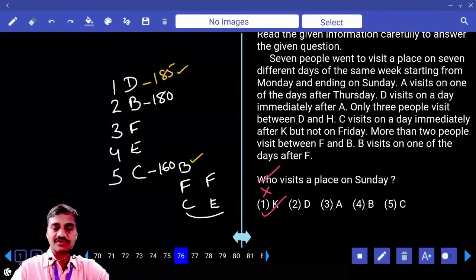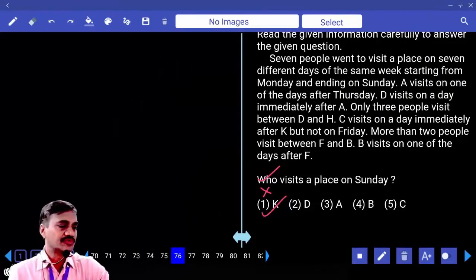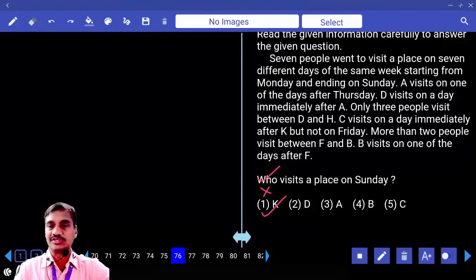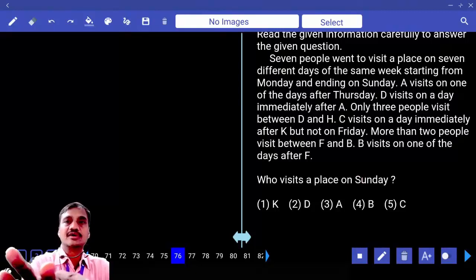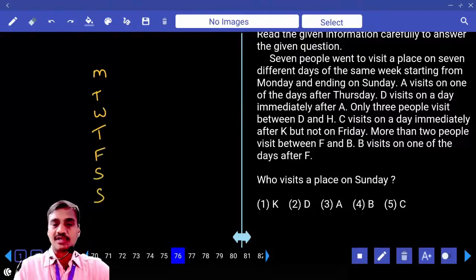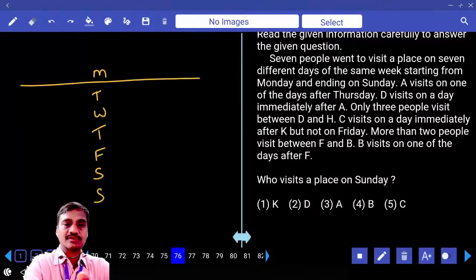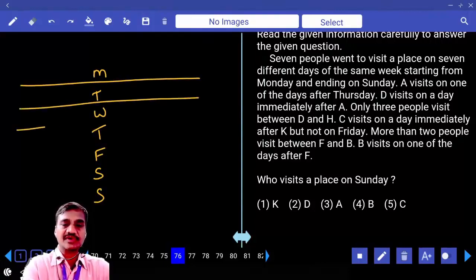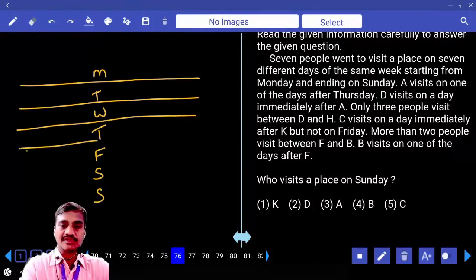Then 76 onwards. What is the information we have? For 76, 7 people went to a place on 7 different days of the same week. The week starts on Monday and ends on Sunday, starting with Monday, Tuesday, Wednesday, Thursday, Friday, Saturday and Sunday. Now these 7 persons on these 7 different days, and there is no other parameter added to this one.